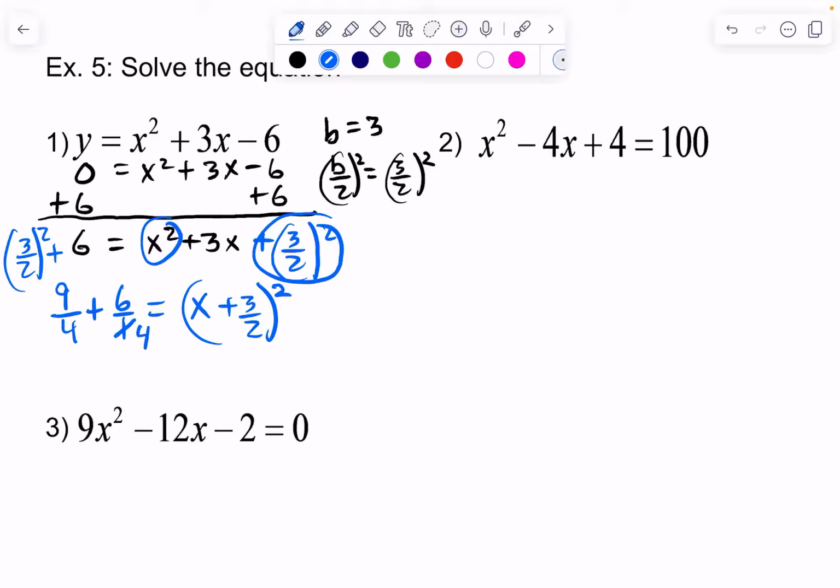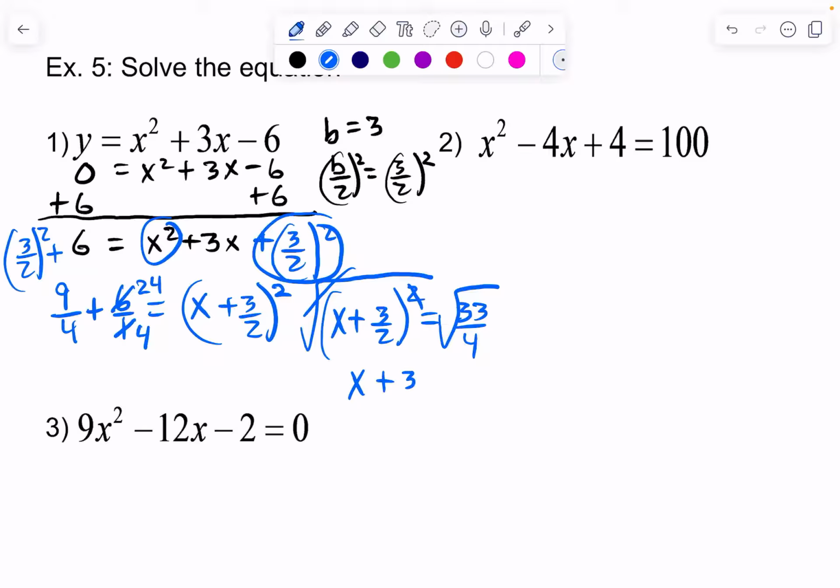The 1 goes to 4. The 6 goes to 24. So I'm going to have x plus 3 over 2 squared equals 33/4. I'm going to go ahead and square root both sides to eliminate that power of 2. So I've got x plus 3/2 equals plus or minus square root of 33 over 2, because the square root of 4 is 2.